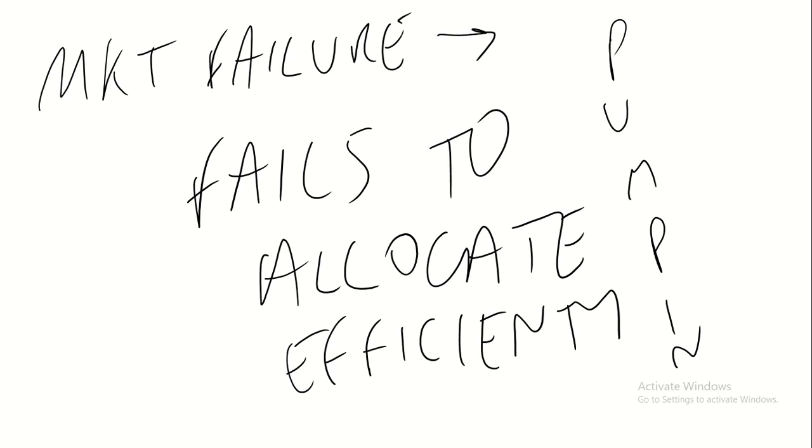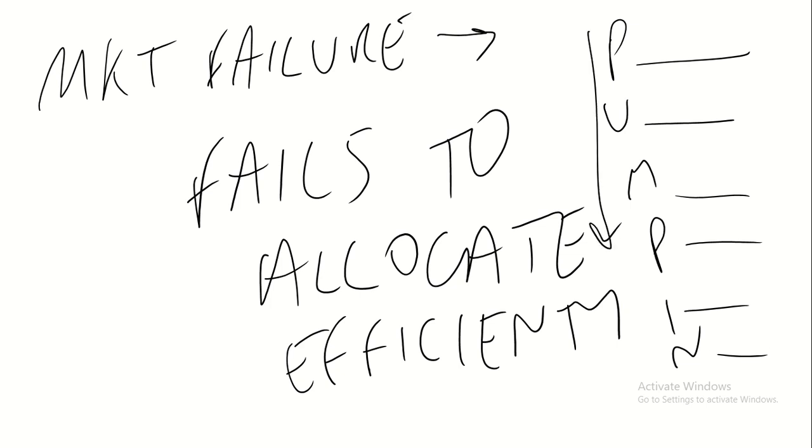So a brief explanation now of what each of them are. So what P is, what U is, what M is, what P is, I, N and G is. So obviously P is public goods. So work your way down through them and explain what each of them are. So pause the video, do that.